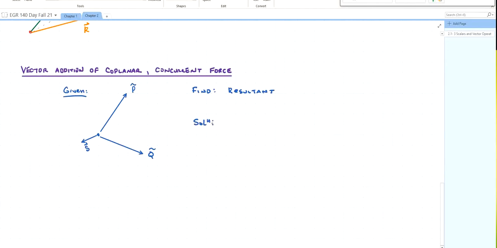And for our solution, we'll add these all together. Then in orange, our resultant will be here, like that. So we could replace all three of these forces by just this one resultant, and they would have the same effect on that particle.